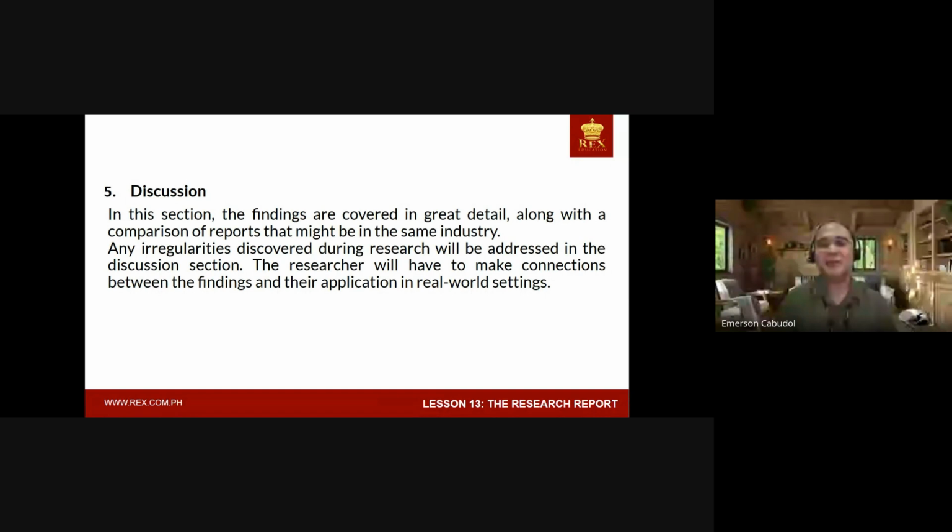Findings can be applied in real world settings, including recommendations for practitioners or policymakers based on our results. And then we suggest future research. We identify areas where further investigation is needed, suggesting how future studies could build on our work or address gaps highlighted by our research. And then we conclude the discussion.